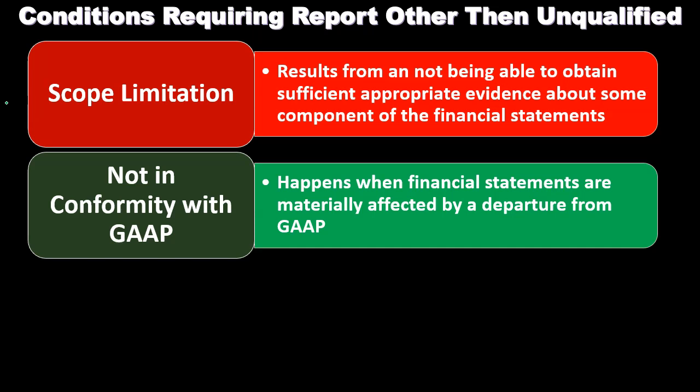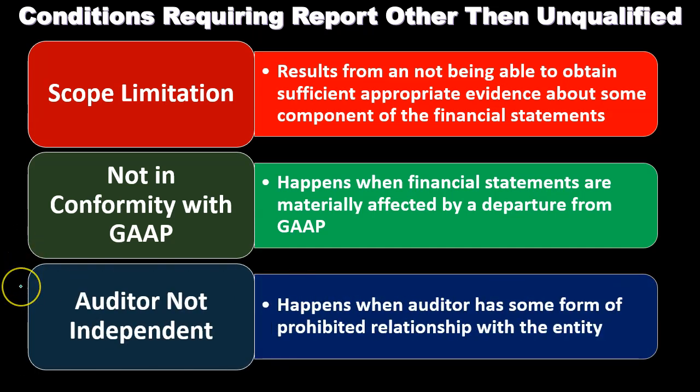Not in conformity with generally accepted accounting principles happens when financial statements are materially affected by a departure from GAAP. Of course, what we're doing here is giving an opinion as to whether the financial statements are in conformity with generally accepted accounting principles. If there's a significant departure from them, that could result in us issuing some type of qualification or some type of report other than a standard unqualified report.